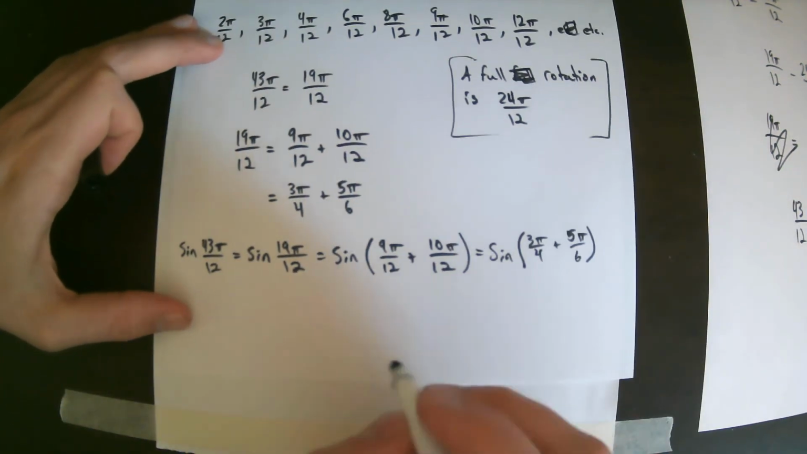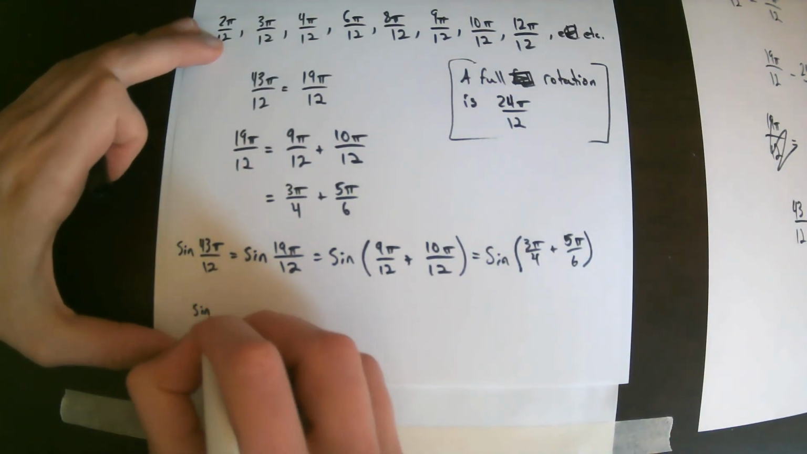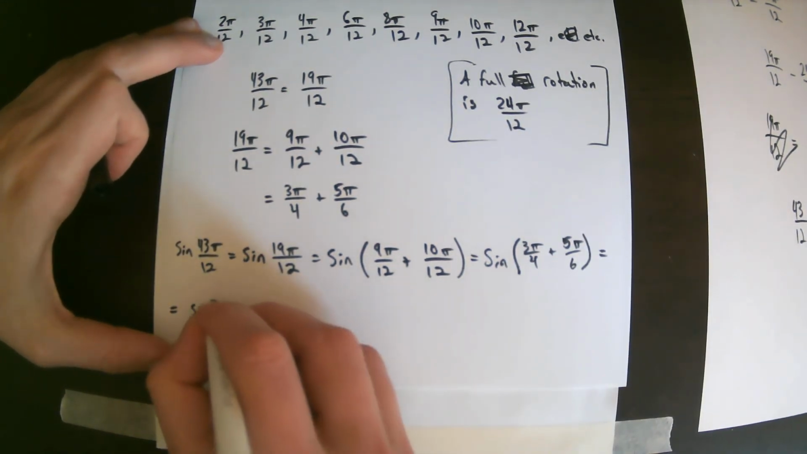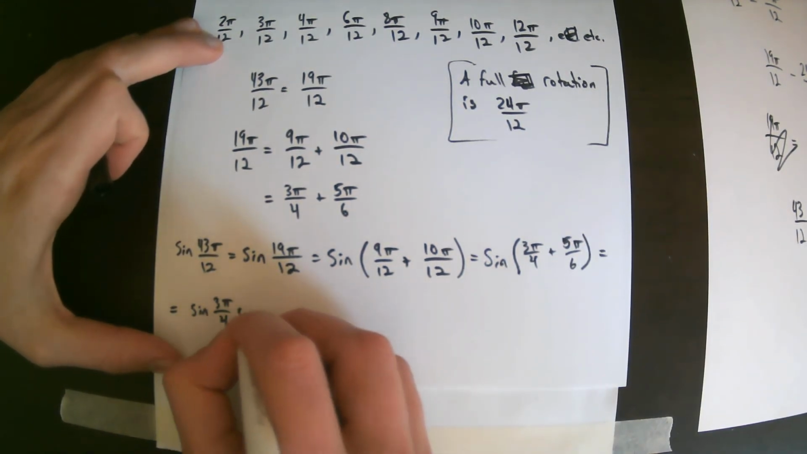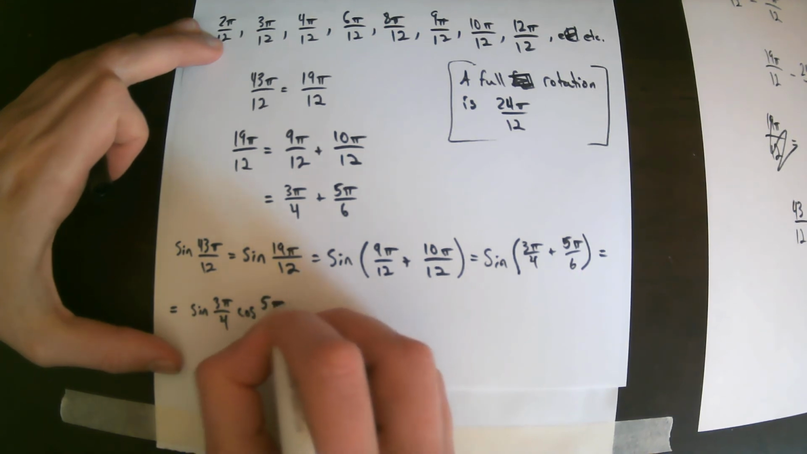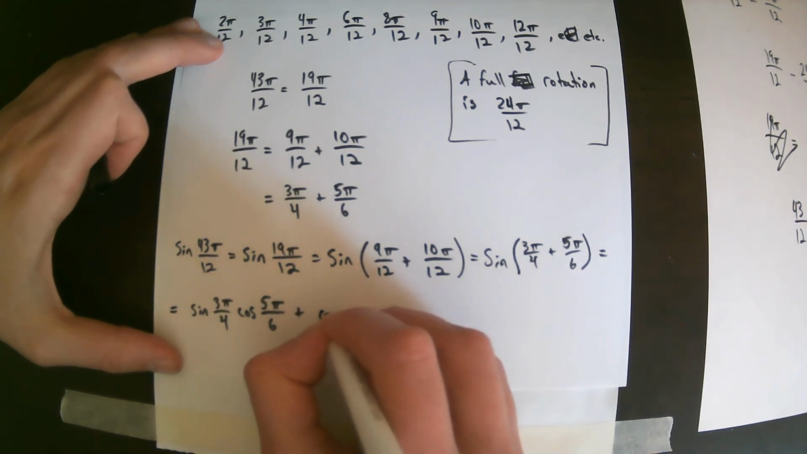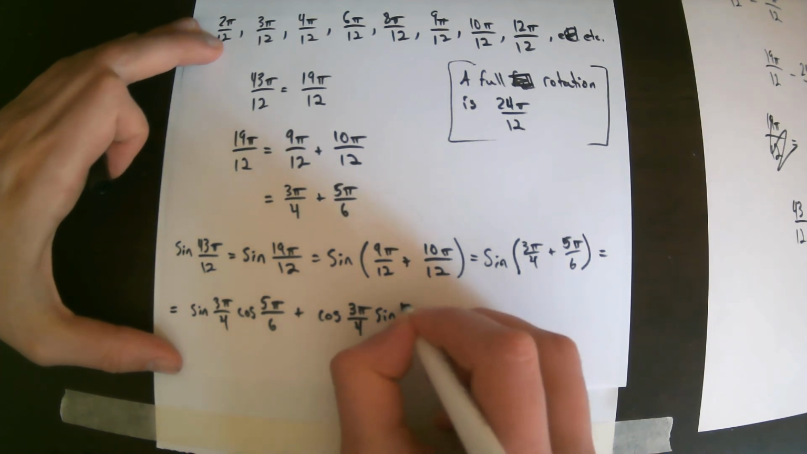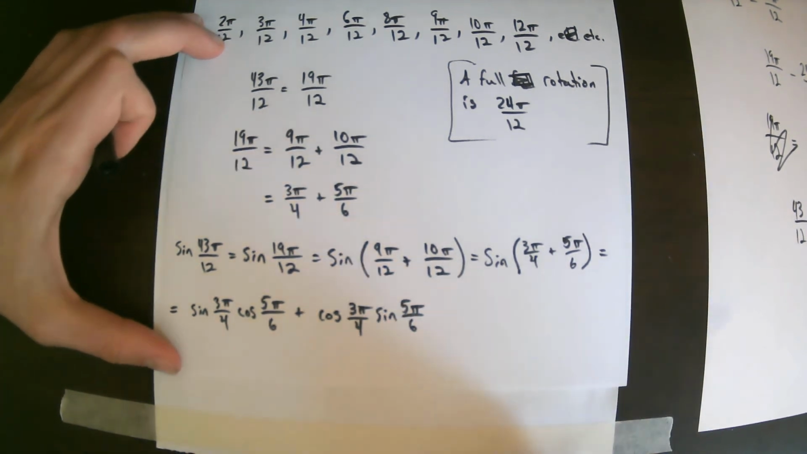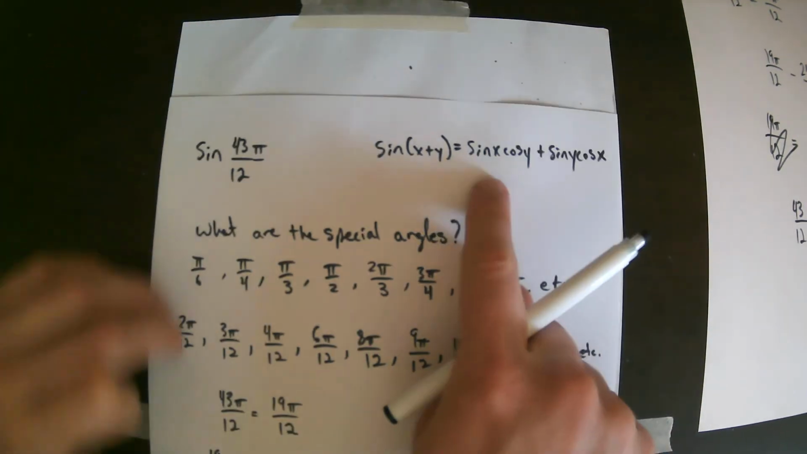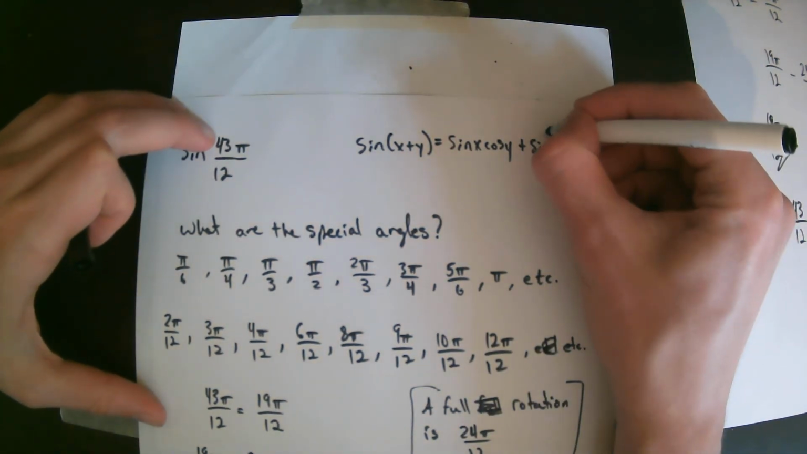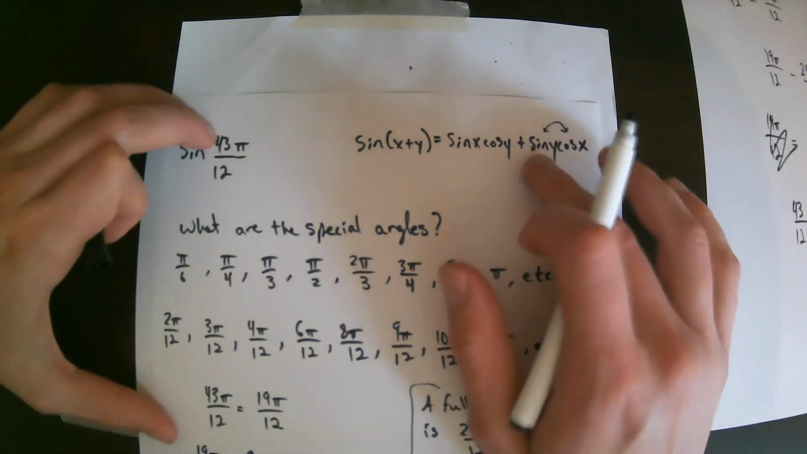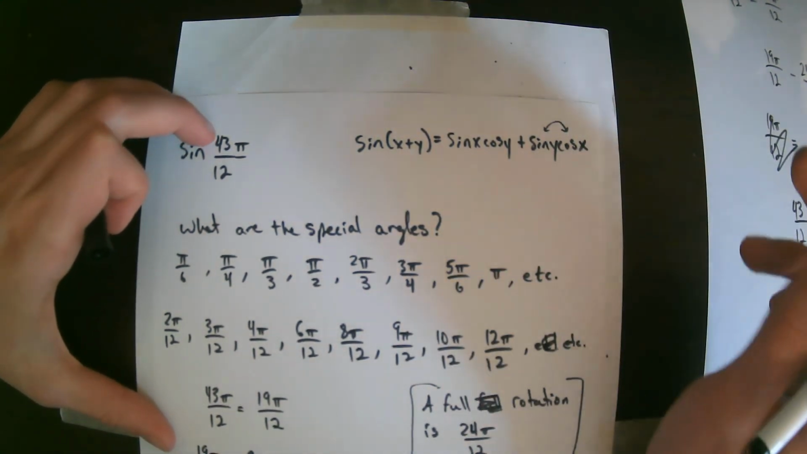So this is equal to sine of 3 pi on 4 times cosine of 5 pi on 6 plus cosine of 3 pi on 4 times sine of 5 pi on 6, which is this formula. Usually this is written with these flipped the other way. It doesn't matter though, they're multiplied, so that doesn't really matter.